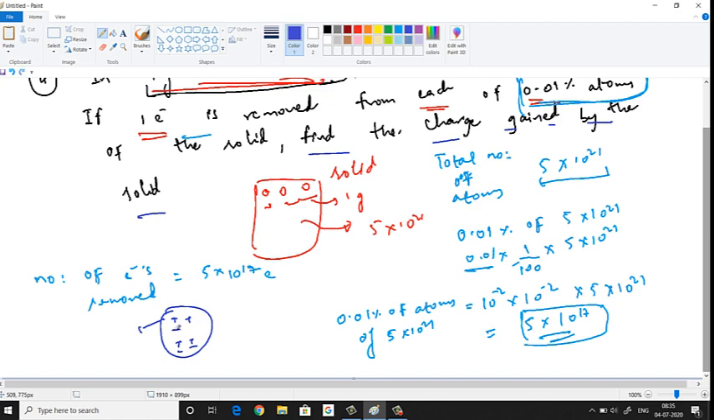What if you add electrons? Suppose plus minus plus minus plus minus plus minus, like that you have. What is the net charge? 0. Suppose I am adding 3 electrons or 4 electrons with green. See, 1, 2, 3, 4. I am adding 4 electrons now.